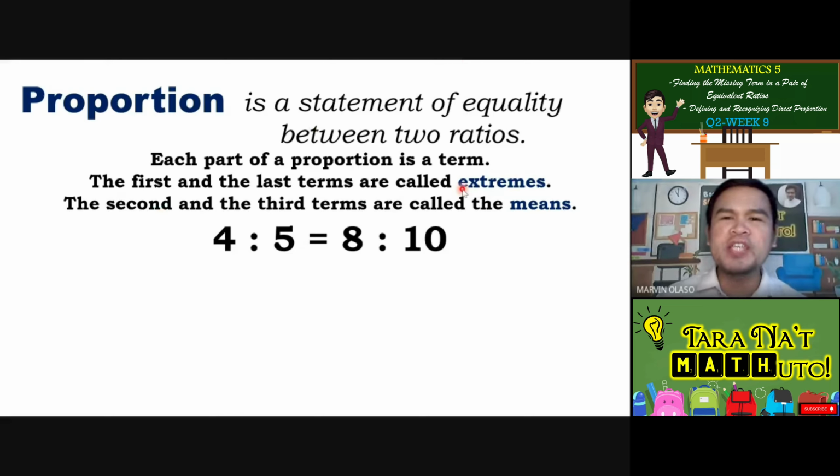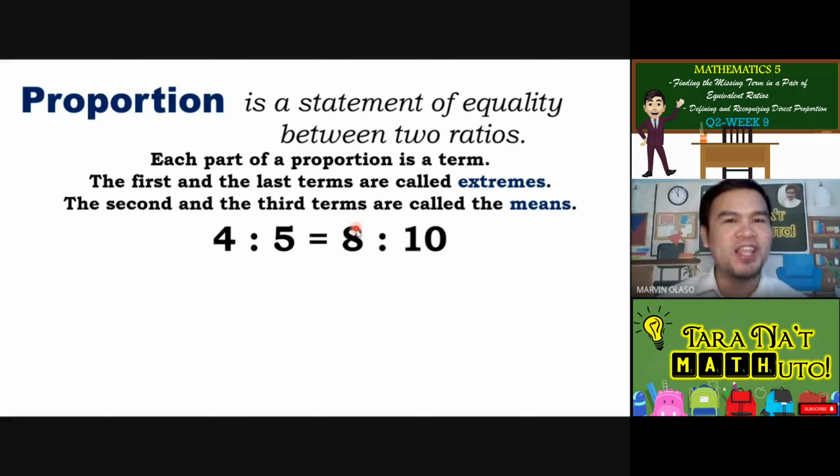So, ano yung sinasabi mo, sir, na extremes? Sabi dito, ito yung first term, ito yung second term, ito yung third term, at ito yung last term. So, sabi dyan, the first term and the last term are the extremes, di ba? And the second term and the third term ay ang mga tinatawag na means. Okay. So, paano nga ulit chine-check natin kung they are equal or they are proportion? Let's multiply lang.